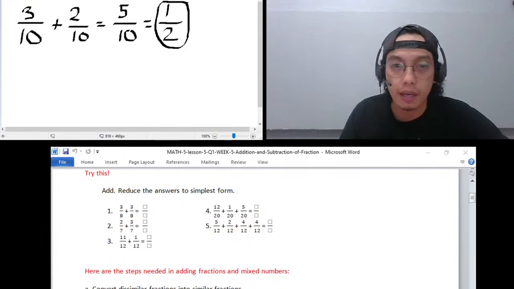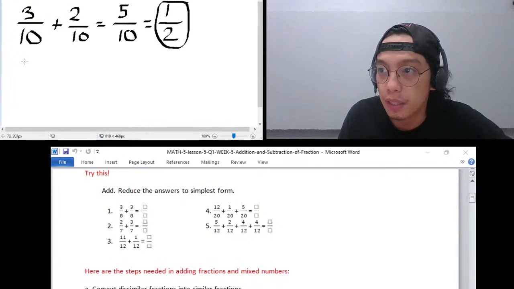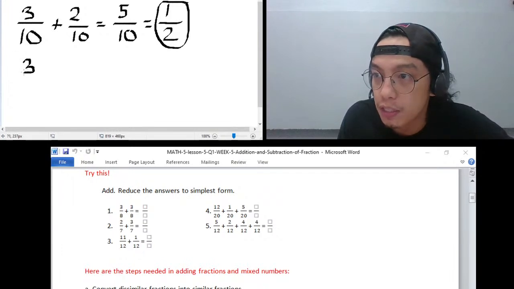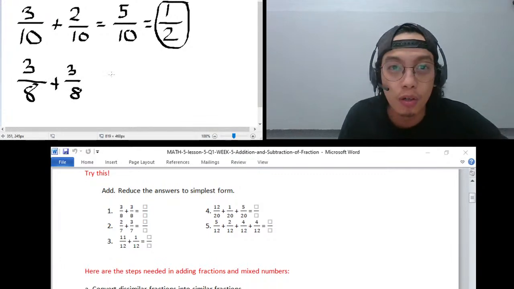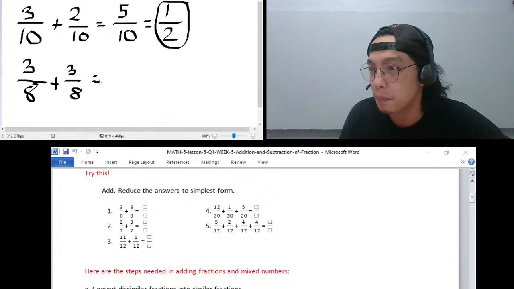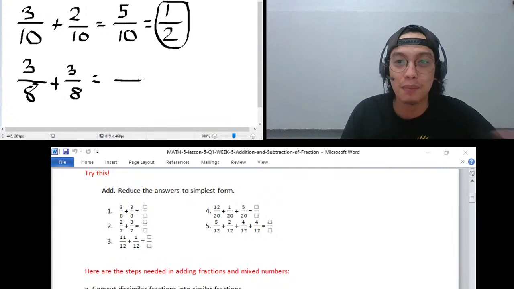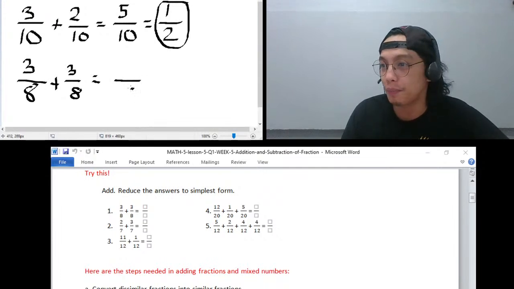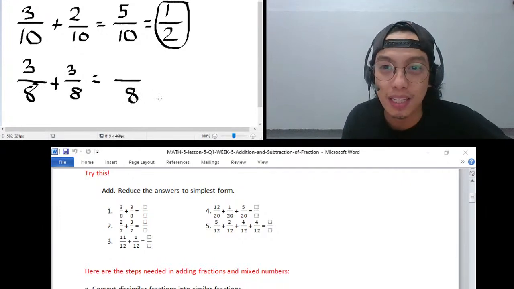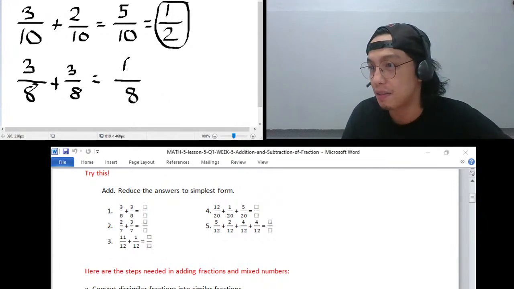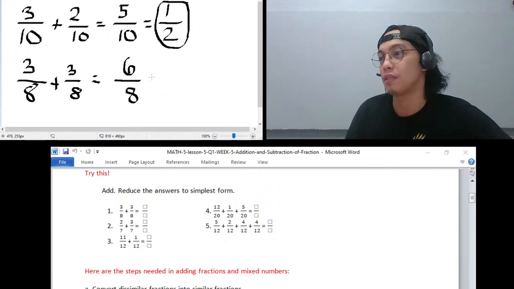Alright. Sige. Atong sulyan ang mga module, kanang first example, try this. 3 over 8 plus 3 over 8. Okay. Alright. Similar fraction na siya. The same iyahang denominator. Ato rang kopyahon. And then, atong i-add ang nasa taas, ang numerator. 3 plus 3 is 6. Okay, 3 plus 3 is 6.